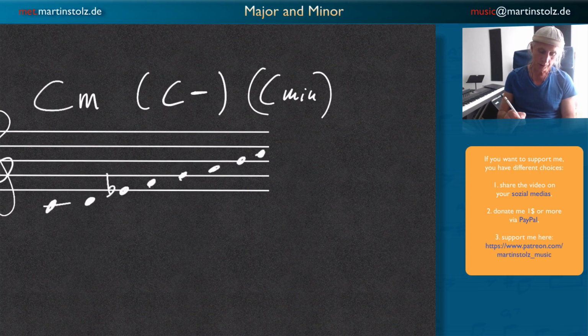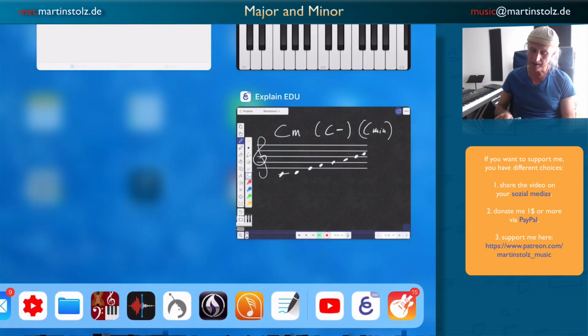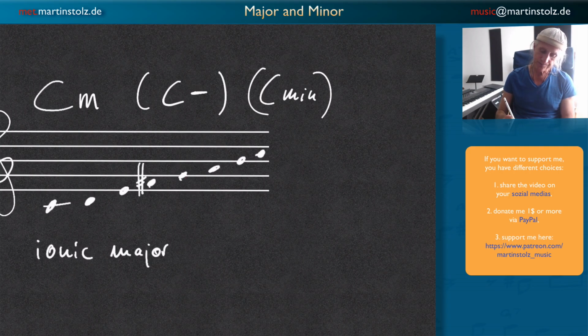So of course, if I want to go to major, the only thing I have to do is erase the B flat. And now this scale we have here, I played already, I will play again, is the C major scale. Of course, it's not only the C major scale, it's called Ionian major. If I do this here, I will play it to you.